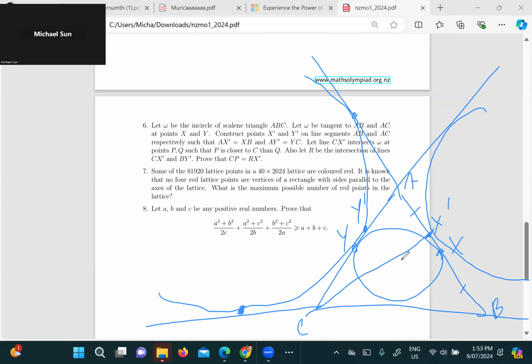So why did we do P and Q? Oh. Prove that CP equals RX prime. CP, let me do this in red. CP equals RX prime. Huh. How about that?